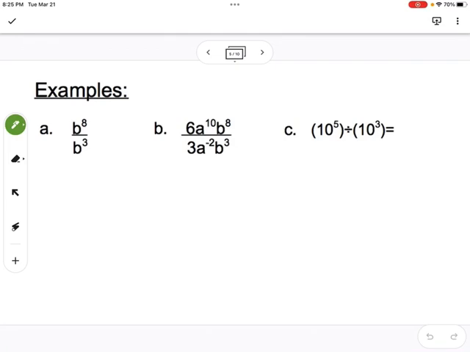Okay, looking at these examples, we have b to the exponent 8 divided by b to the exponent 3. The bases are the same, and we're dividing, so we're going to subtract the exponents. So that's b to the 8 minus 3. And our answer is b to the exponent 5. Our next one, we're dividing any like terms that we have. So first we can do 6 divided by 3. That gives us 2.